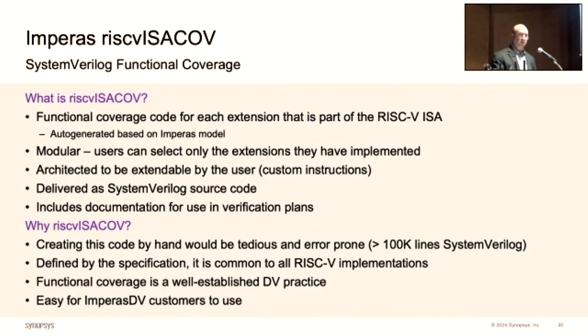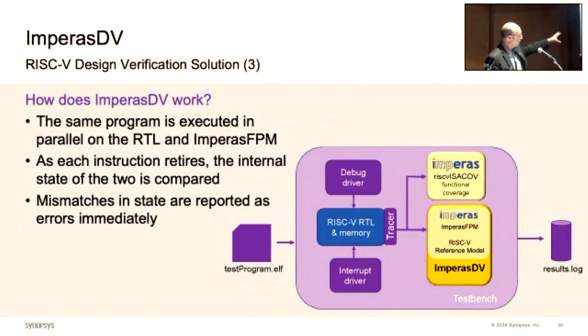And this is easy for Imperas DV customers to use, because if we go back to this flow diagram here, actually the information in that tracer coming from the RTL to the reference model is also prepared for functional coverage. So there's no additional data manipulation that is needed to get the functional coverage data. If you've set up to do verification with Imperas DV, then the functional coverage comes easily.